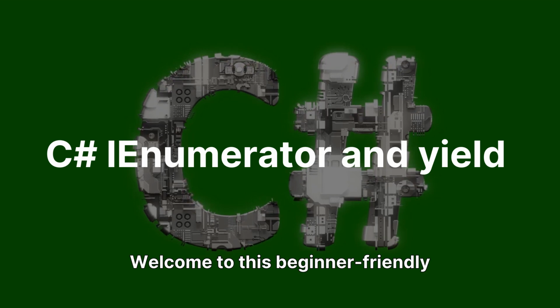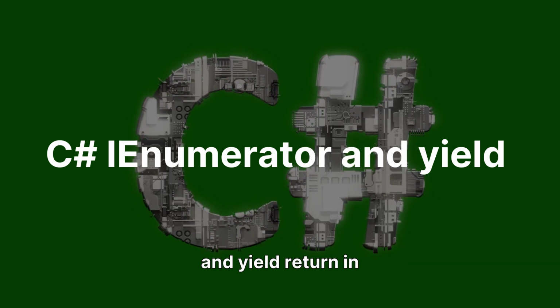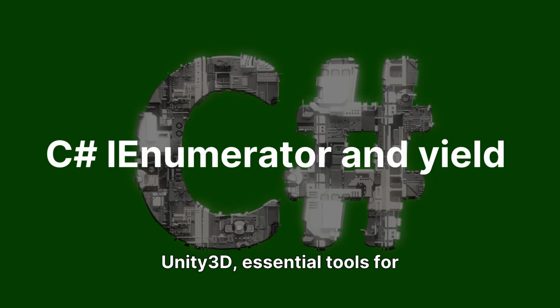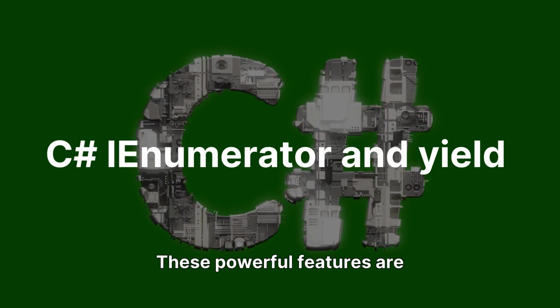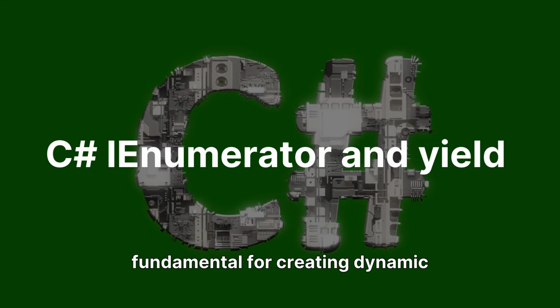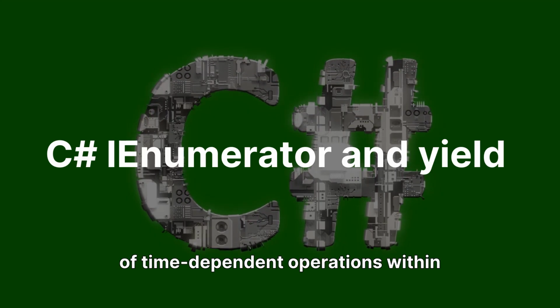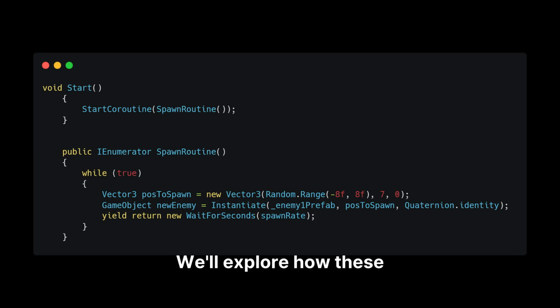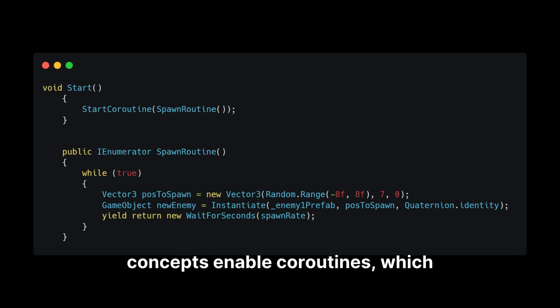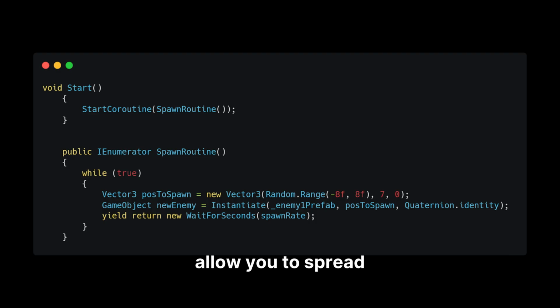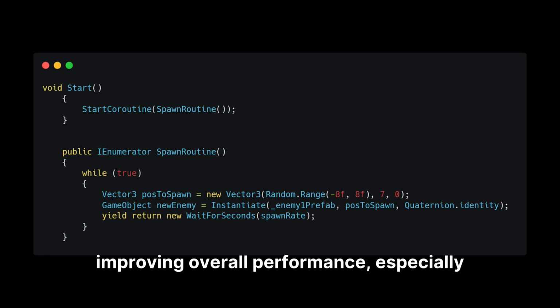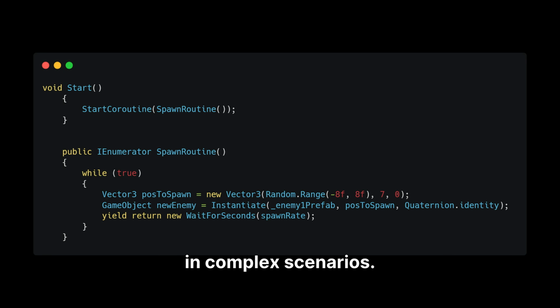Welcome to this beginner-friendly guide on C-sharp IEnumerator and yield return in Unity 3D, essential tools for game development. These powerful features are fundamental for creating dynamic and responsive game mechanics, allowing for efficient management of time-dependent operations within your projects. We'll explore how these concepts enable coroutines, which are special methods that allow you to spread tasks across multiple frames. This technique is crucial for preventing frame rate drops, ensuring your game runs smoothly, and significantly improving overall performance, especially in complex scenarios.